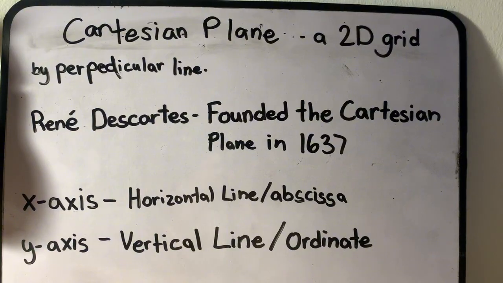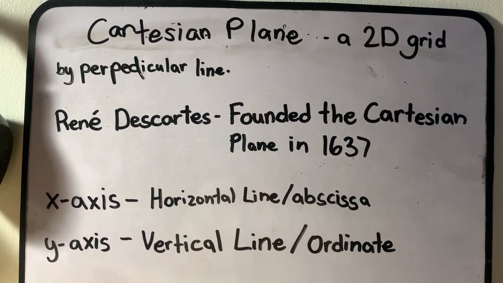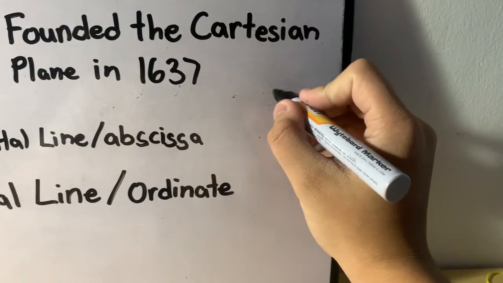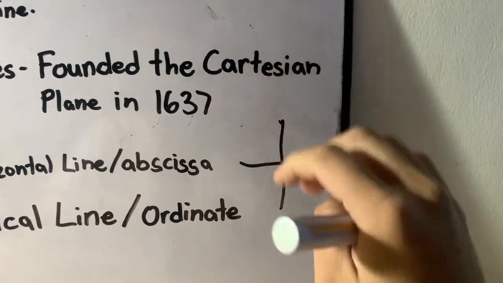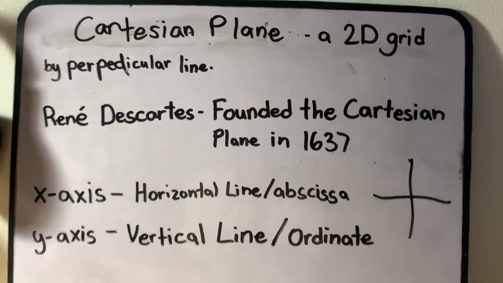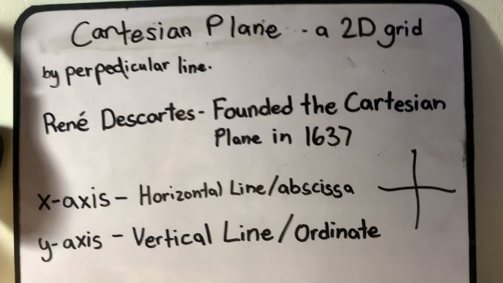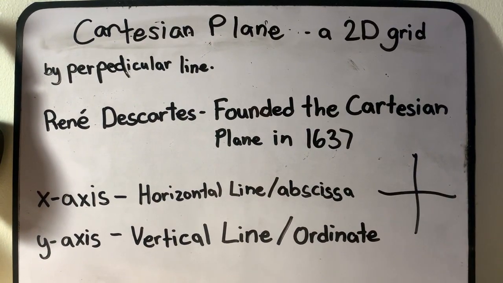The Cartesian plane is a 2D grid made of perpendicular lines. What do we mean by perpendicular? Perpendicular means they cross each other. The plane is named after a person, René Descartes, who founded the Cartesian plane in 1637. Fun fact: he thought of the idea because he saw a fly on a ceiling. Pretty random, right?